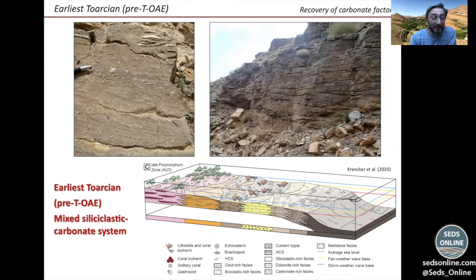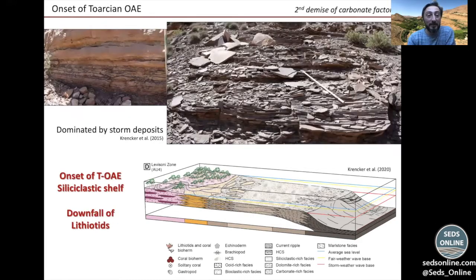But that again didn't last long, and unfortunately, the Toarcian oceanic anoxic event struck again. So the carbonate factory got hit again, and we lose the carbonates and switch back to a siliciclastic shelf, one that is dominated by waves. And now it's the proper downfall of the Liquits. After that, there are no more Liquits. So the Liquits went extinct at the onset of the TOAE.